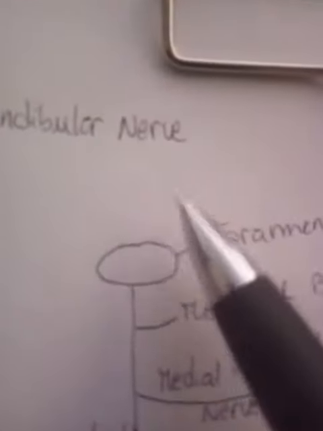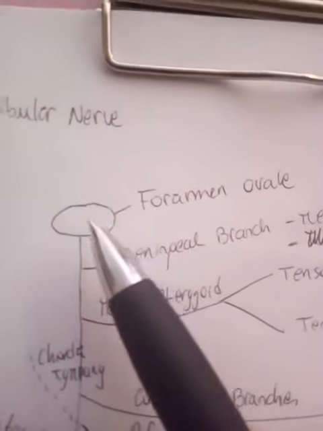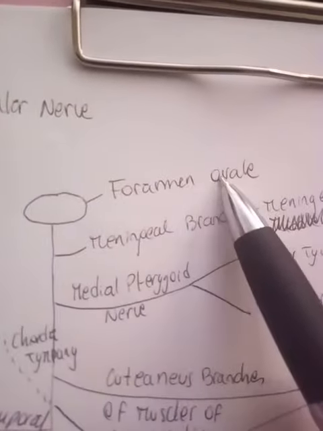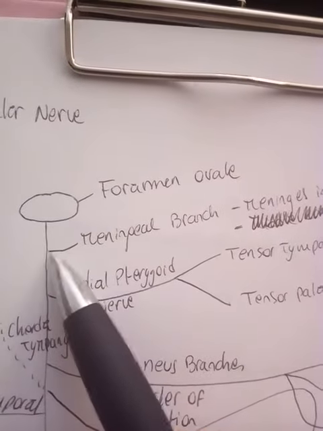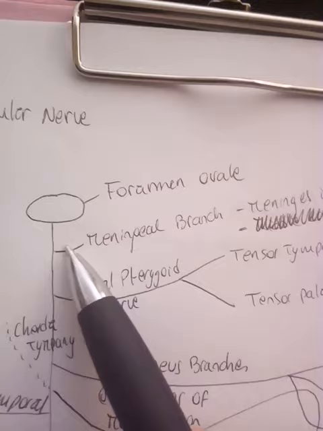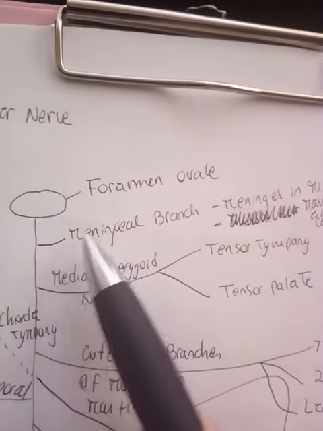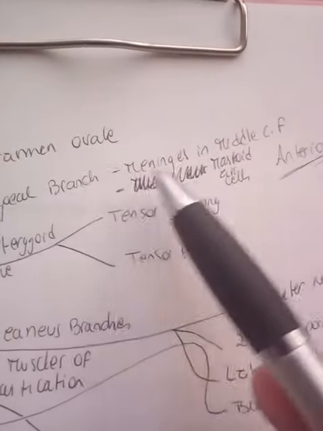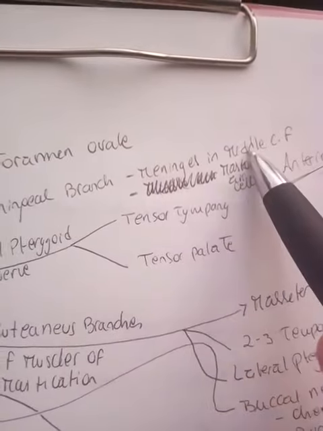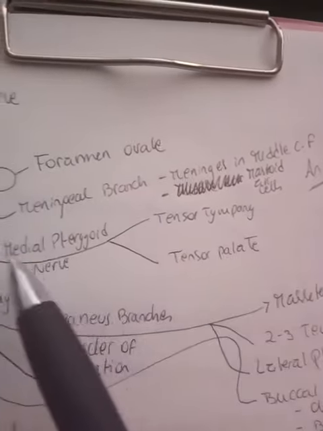The mandibular nerve. The mandibular nerve is one of the branches of the trigeminal ganglia. It's the third branch, so it will leave the foramen ovale. The first branch that will be around the mandibular nerve will be the meningeal branch that will go out in the foramen spinosum. This branch supplies the meninges of the middle cranial fossa and the mastoid air cells.